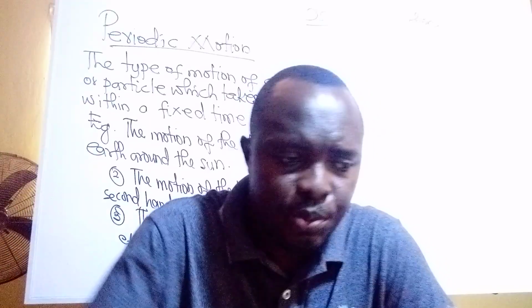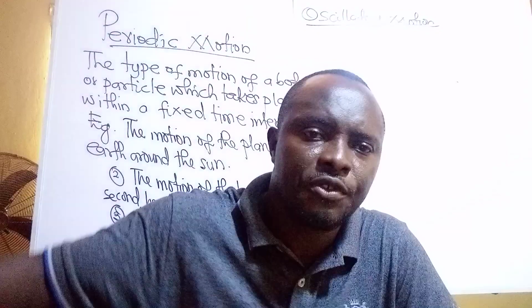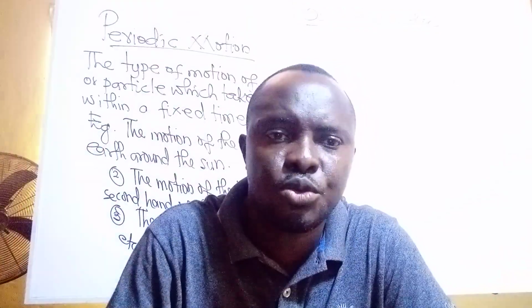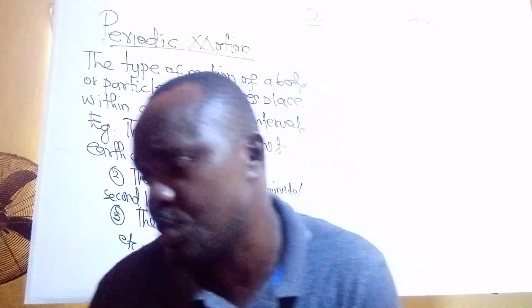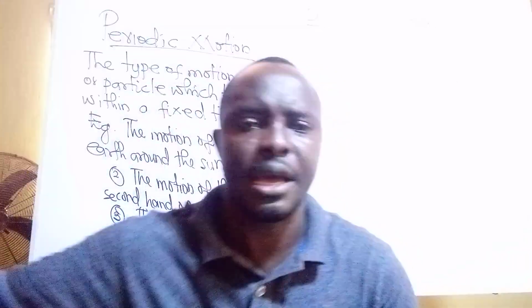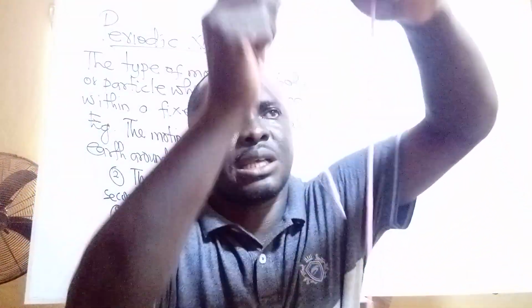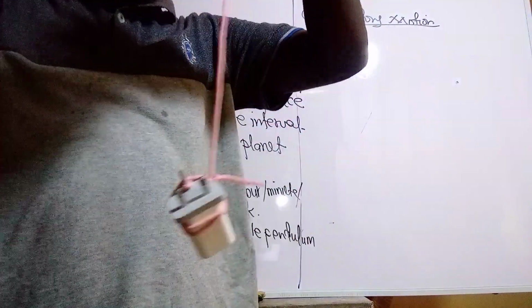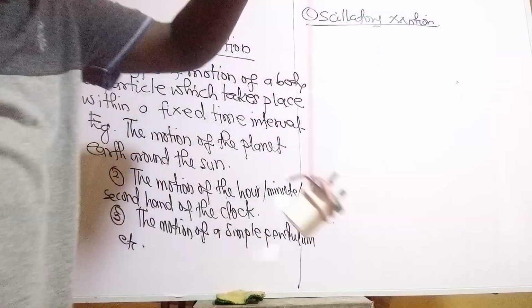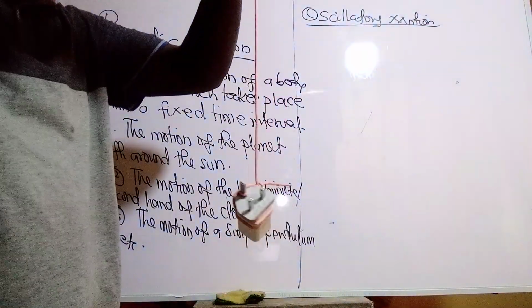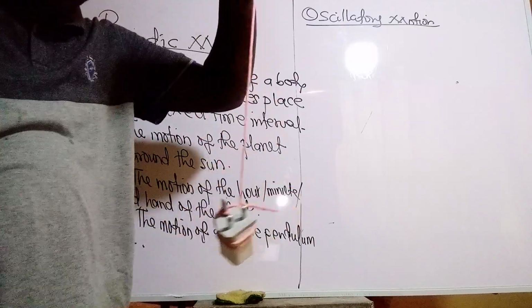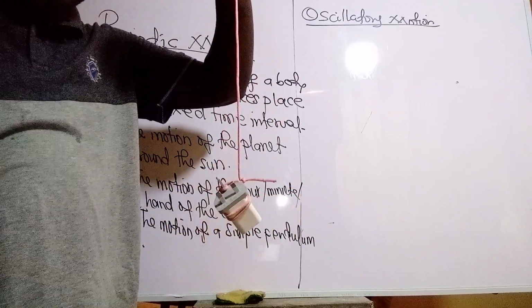Okay, so the repetitive back and forth or to and fro motion of a body around a fixed point is what we call oscillatory motion. And a typical example is this. Look at this arrangement in my hand. This is what we call the simple pendulum.